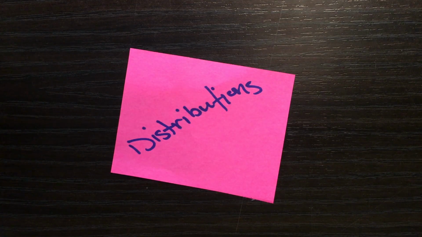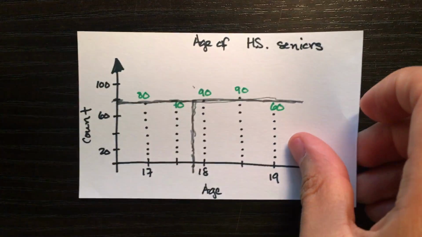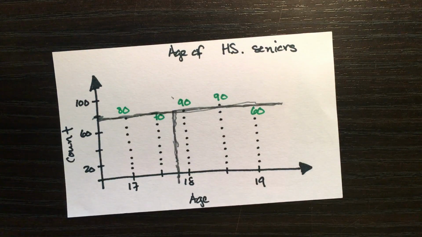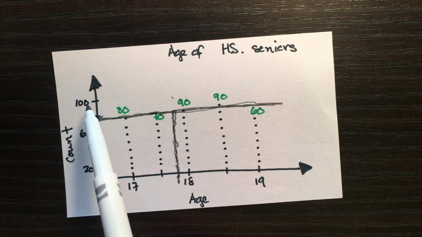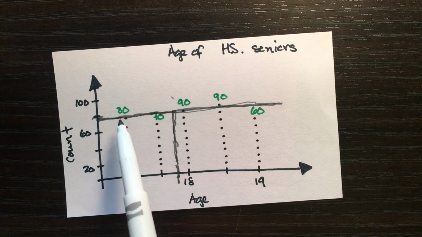Hey y'all. In the next 20 minutes, we're going to talk about distributions and how they can help speed along your analysis. So, starting off with something super simple, let's say we took a survey of graduating seniors. Specifically, we asked them how old they were. So, we have 17 years old, 18 years old, 19 years old, and a couple of half ages in between. And on the y axis, we're going to count how many students per age group.